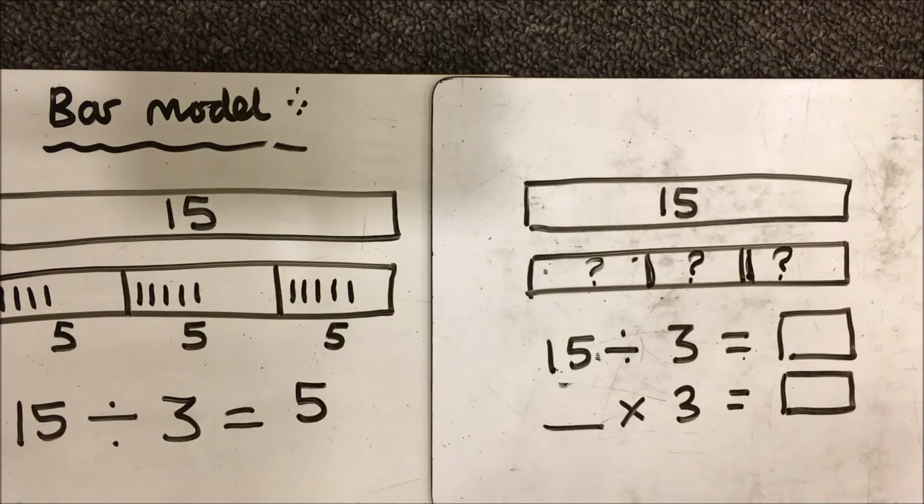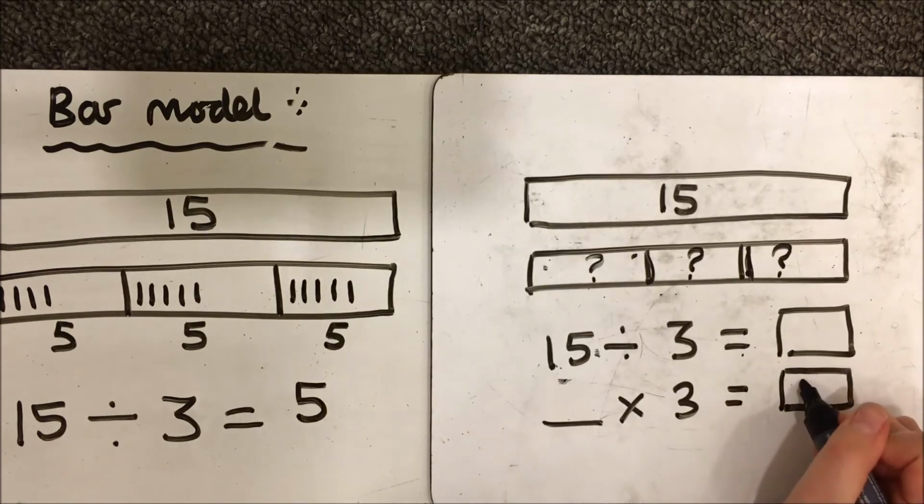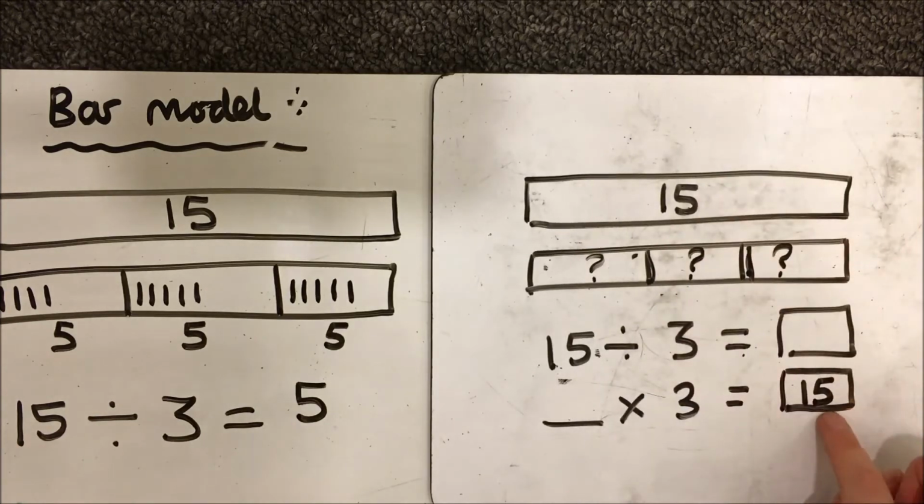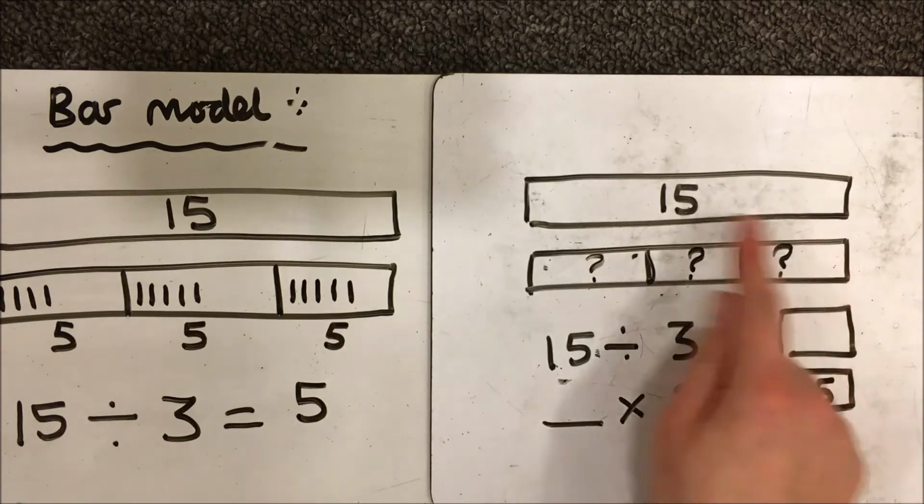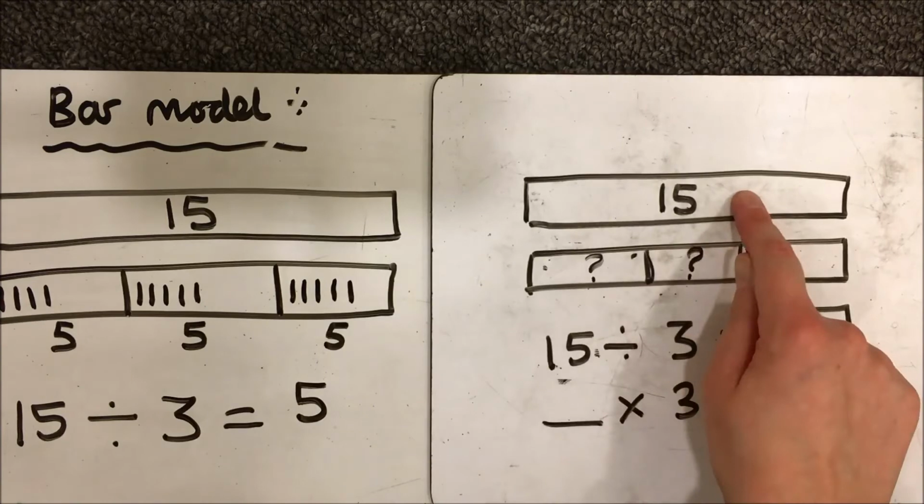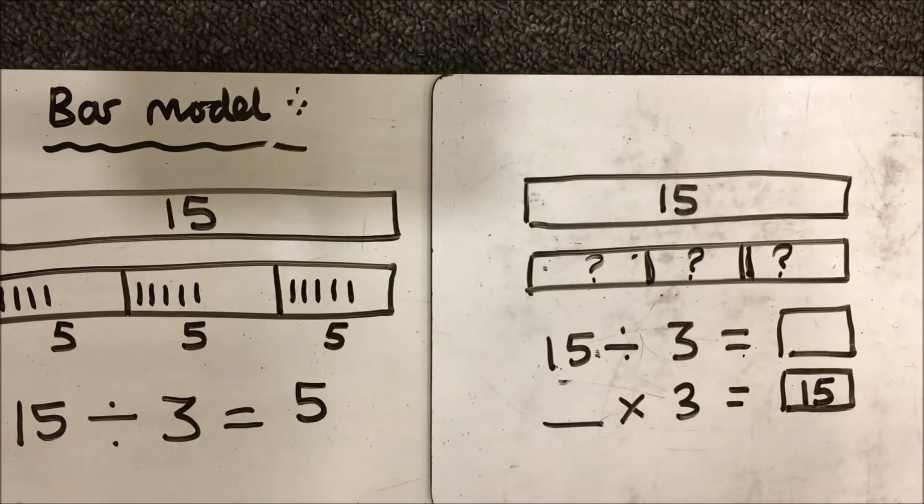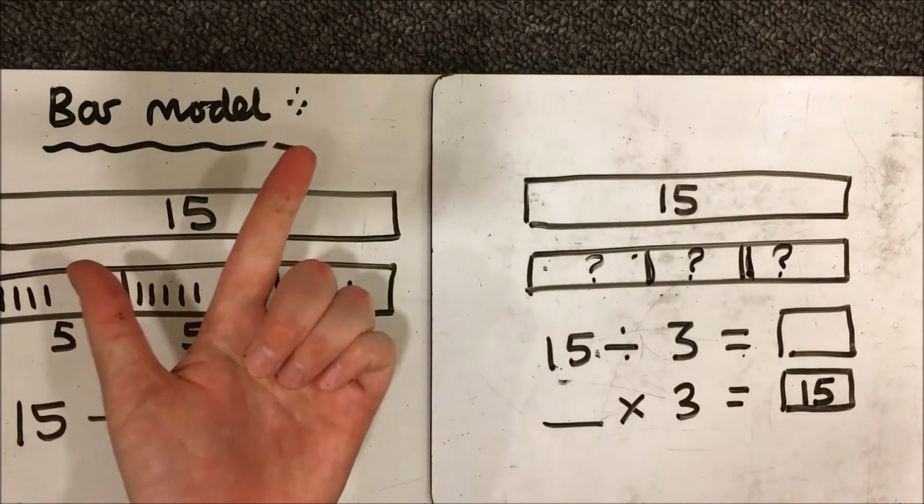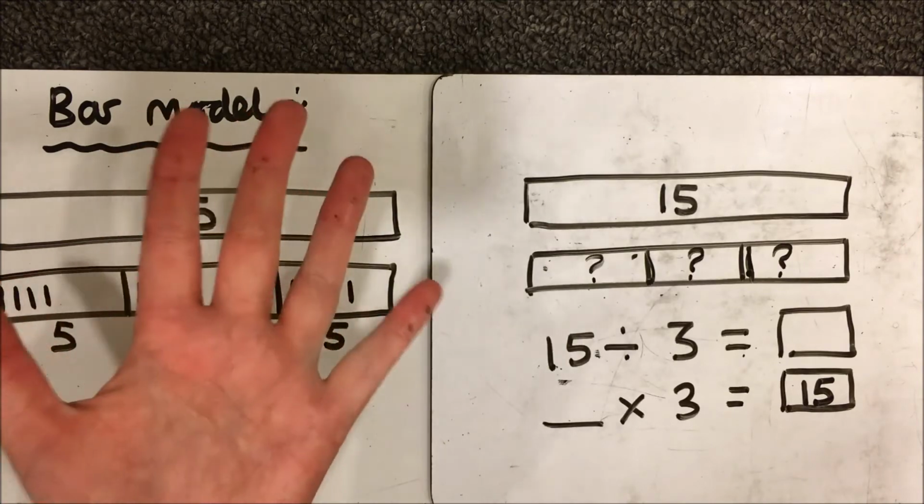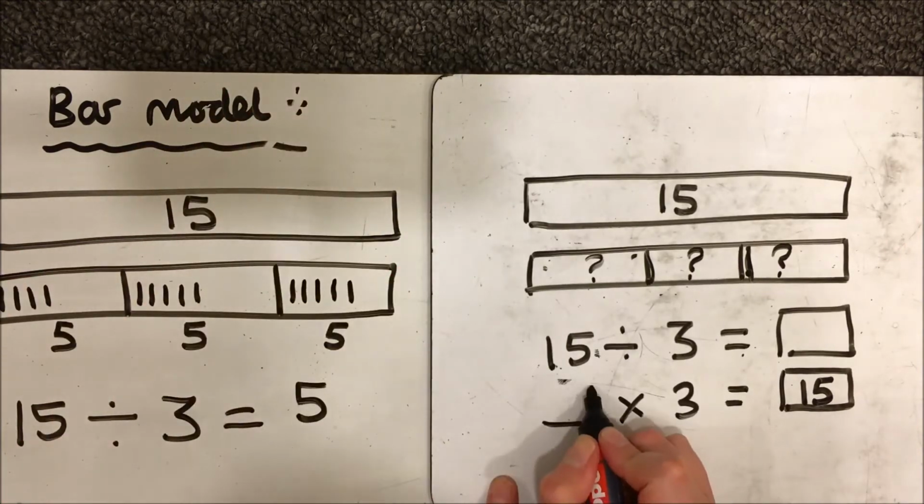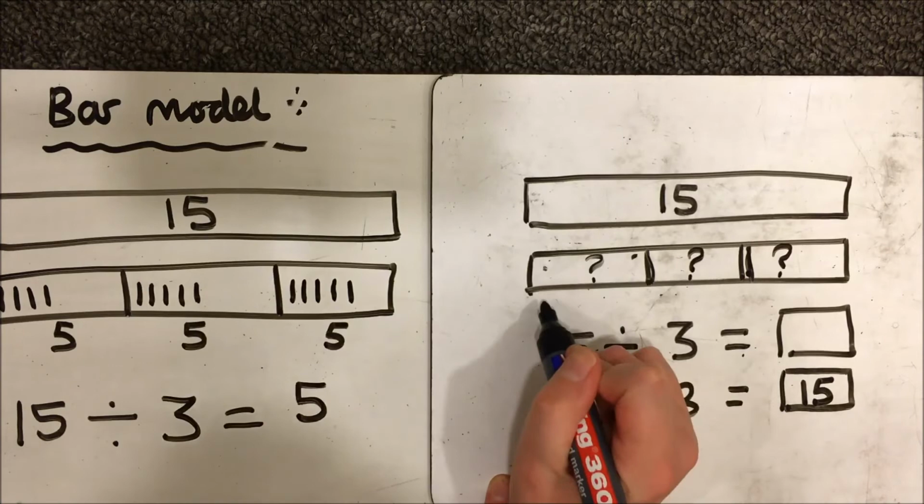Should we count in our 3's now to get the answer, which is 15. So we know our whole is 15. Something times 3 to get to 15. Count in our 3's until we get to 15. 3, 6, 9, 12, 15. So we know there has to be 5 in all of these.